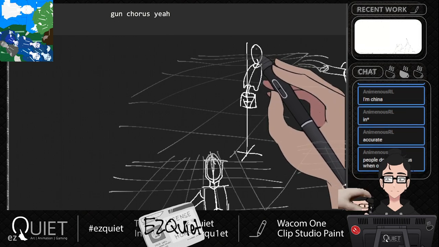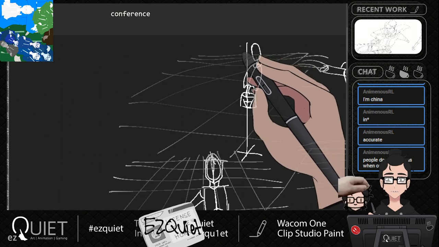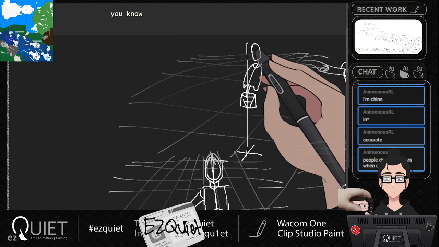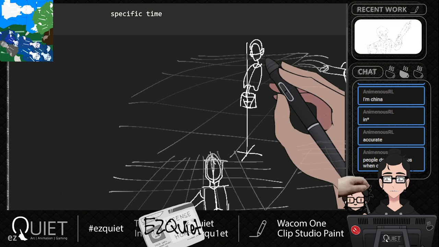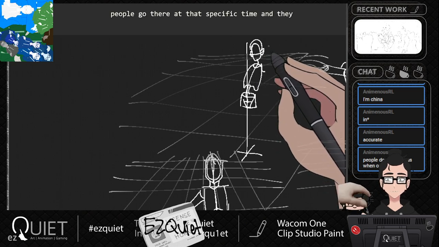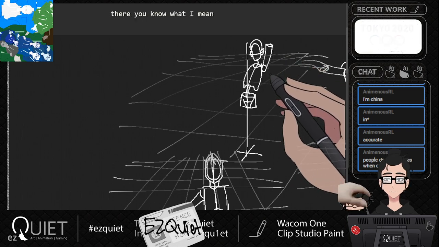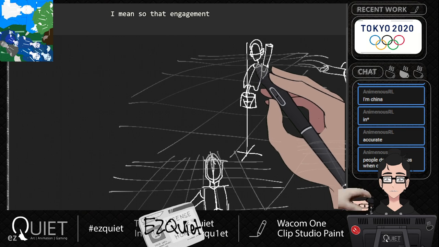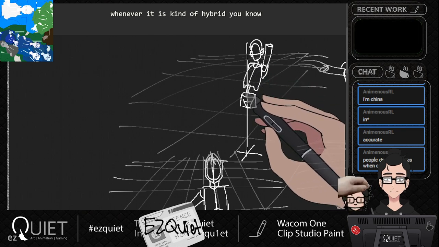People do other things when online. They don't pay attention fully, or they don't go to a conference at the time that it's happening. If it's online, they just watch the VOD. It doesn't make sense to be there at that specific time. Whereas if it's in person, people go there at that specific time and they're engaged because they just paid hundreds of dollars to be there. You know what I mean? So that engagement factor diminishes whenever it is kind of hybrid.